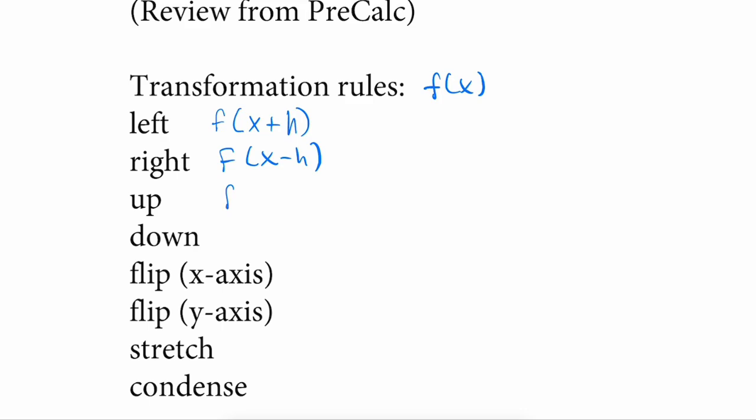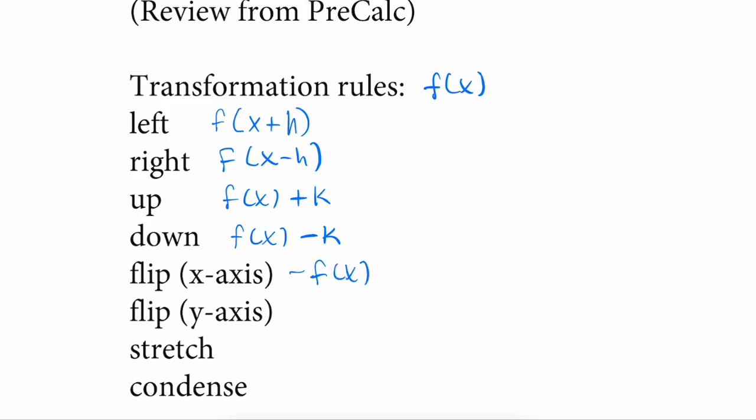To move a function up, remember we're going to add on the outside of the function. To move a function down, we're going to subtract on the outside of the function. If we want to flip our function down across the x-axis, we are going to multiply on the outside.